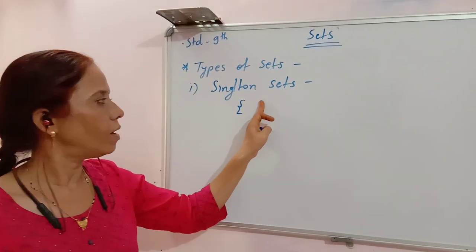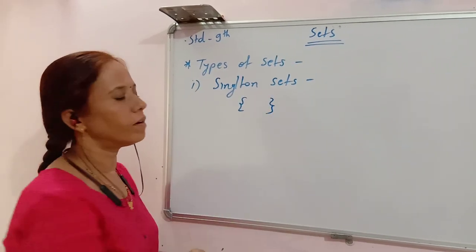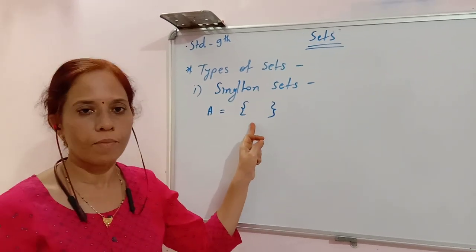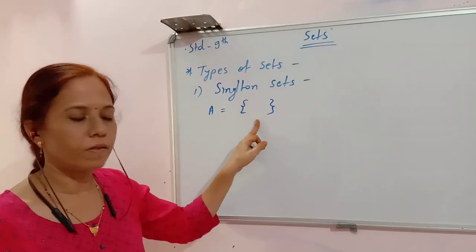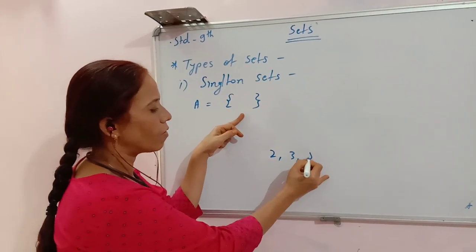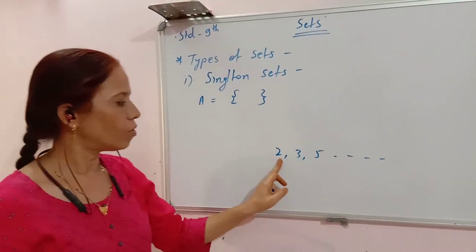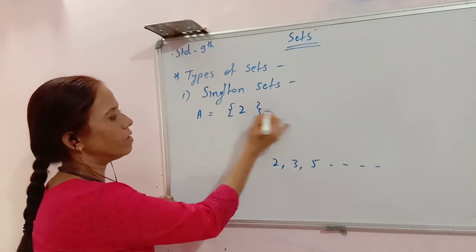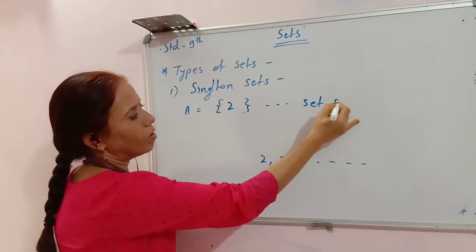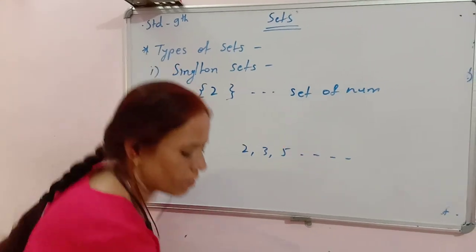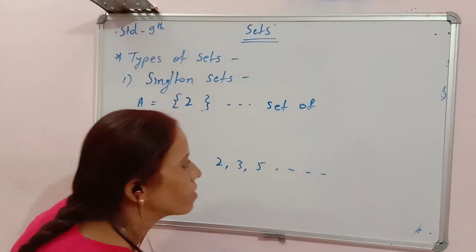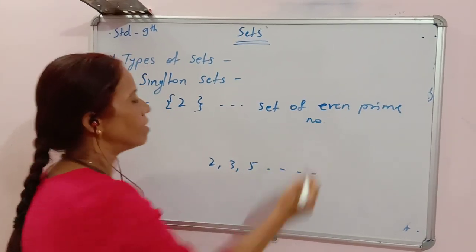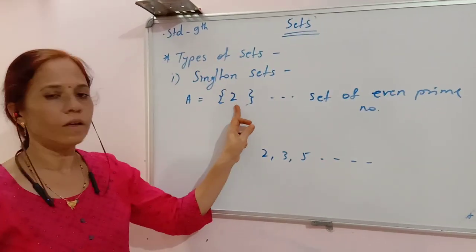But for example, if I say a set A is a set of even prime numbers, which are the even prime numbers? The prime numbers start from 2, 3, 5, and they are uncountable. So the only prime number that is even is 2. So only one element will come in this set. It is a set of even prime numbers. So this set contains a single element, so it is a singleton set.